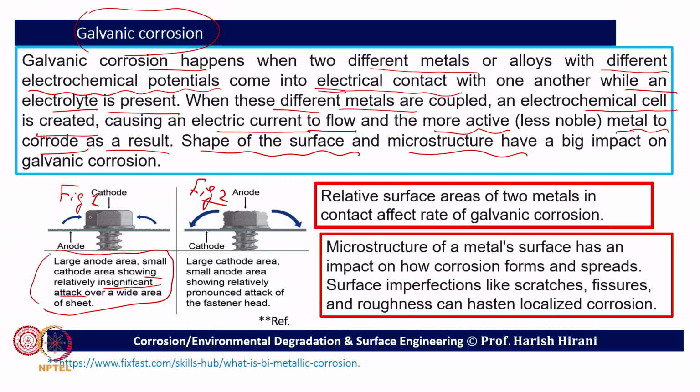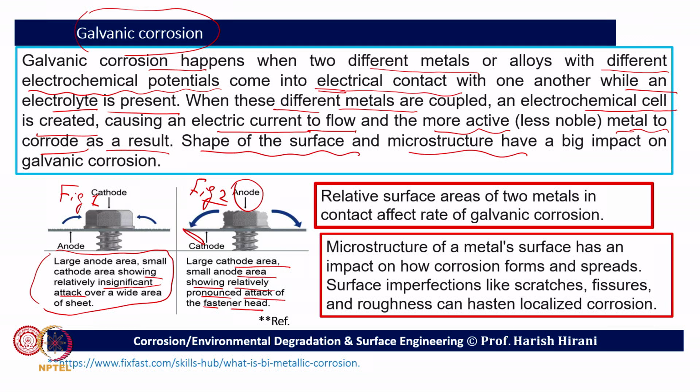If this ratio, anode area by cathode surface area, is something like 3, 4, 5, 6, 7, it will always be preferable. Now, coming to the second situation, the anode is smaller and the cathode is much wider. A large cathode area and small anode area shows a relatively pronounced attack of the fastener head. In this case, the corrosion of this head will be very high. So, naturally, when we know the science of which surface should act as anode and which as cathode, we can really design according to that.